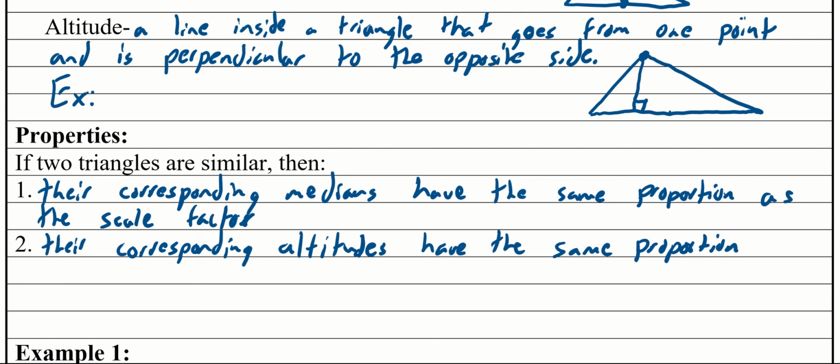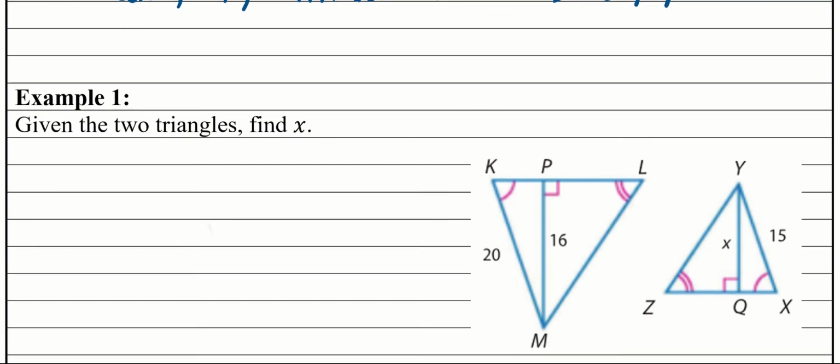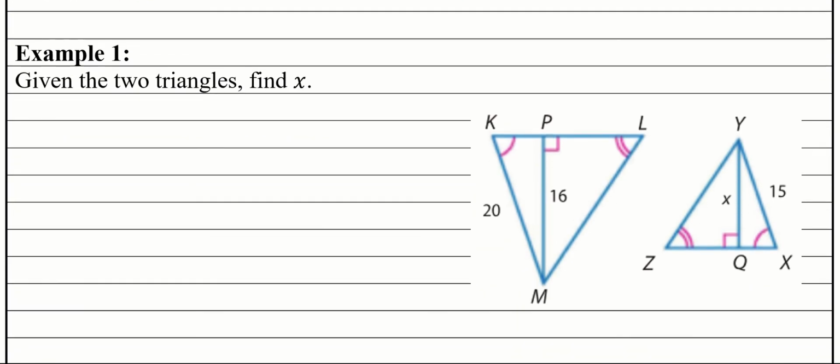Okay, so for example, let's say we're given these two triangles and I want to find x. If you need to, you can pause your video and sketch this here. But if I'm looking at this, I know these two triangles are similar because I have two pairs of angles. And remember, by the angle-angle similarity theorem, we can say that these are similar. And if that is the case, we need to figure out what x is, or in other words, what the length of this altitude is here.